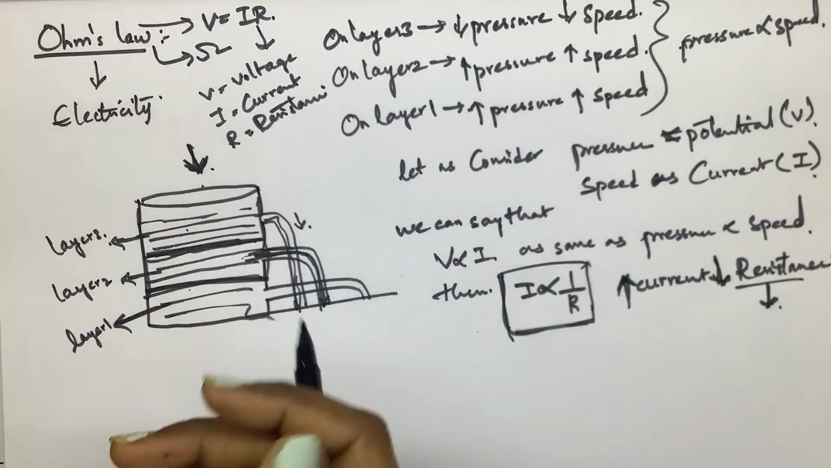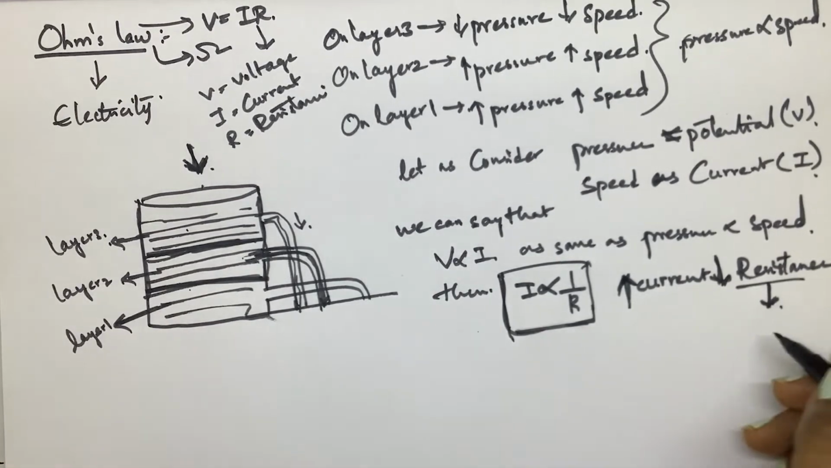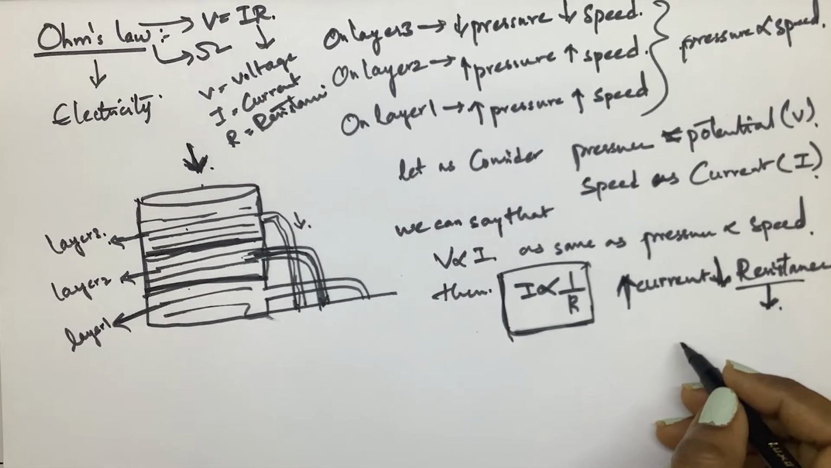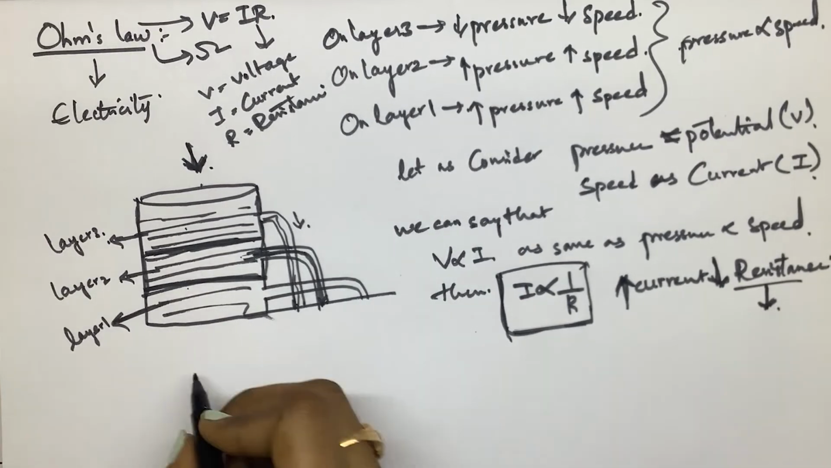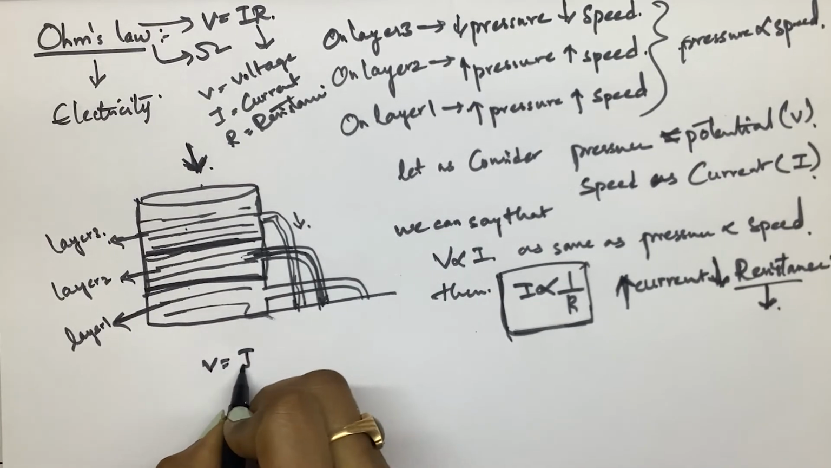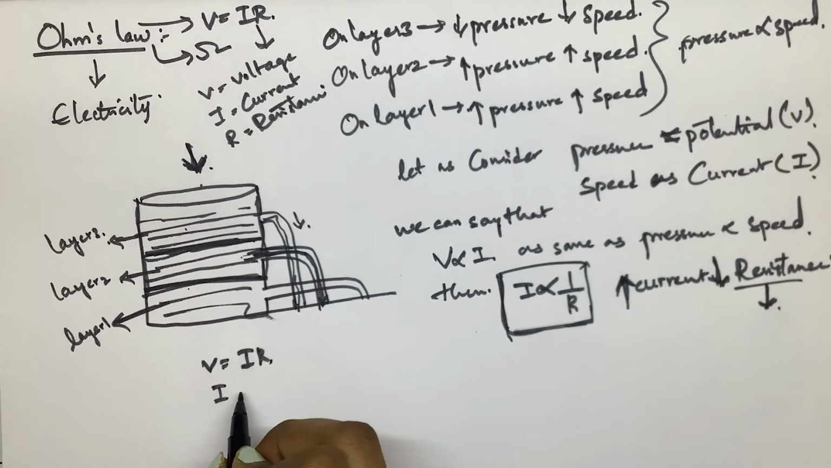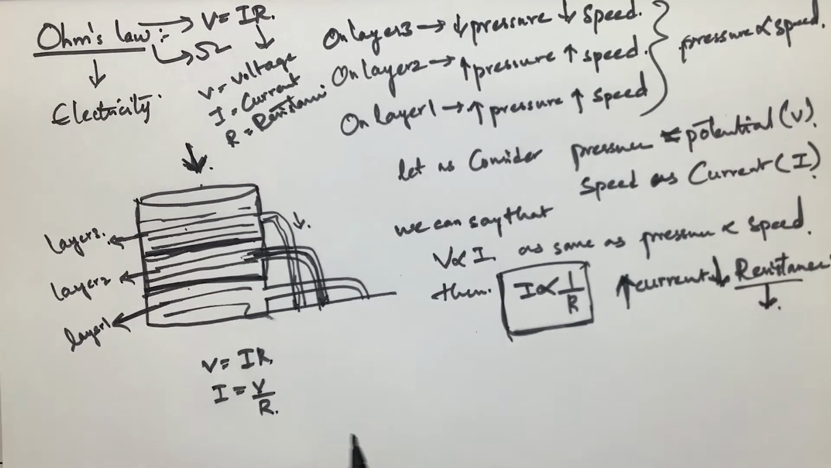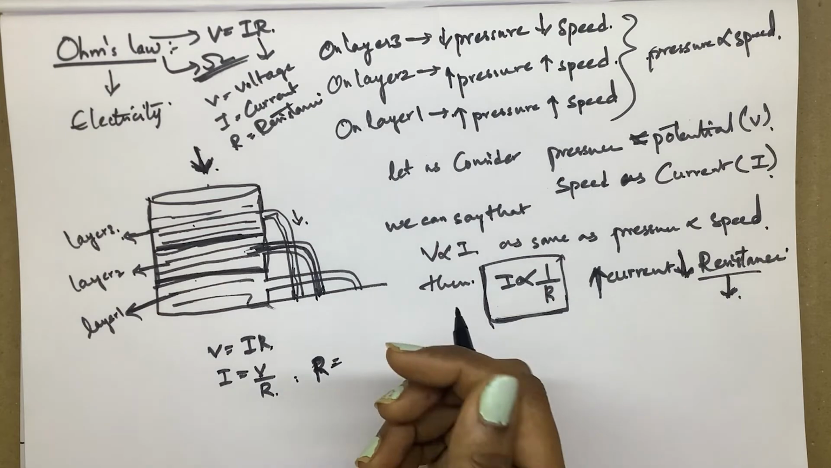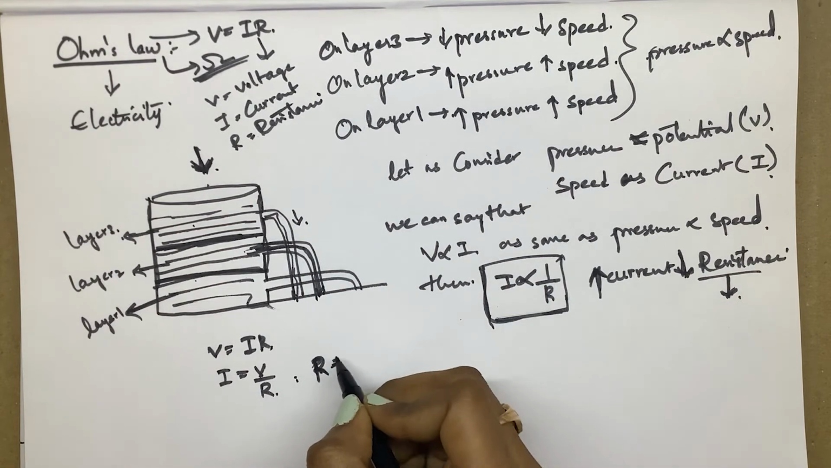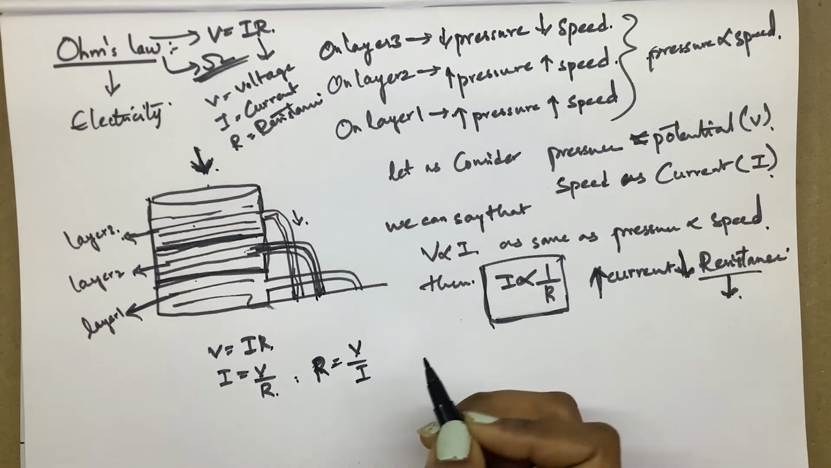Then some examples. Next, I equal to V by R. Then R equal to V by I.